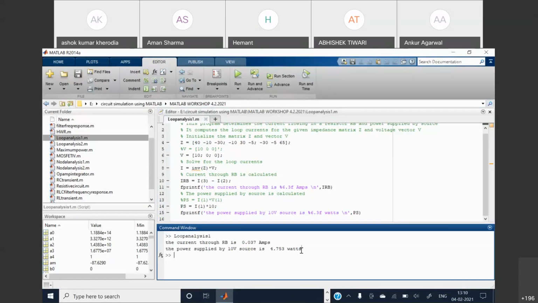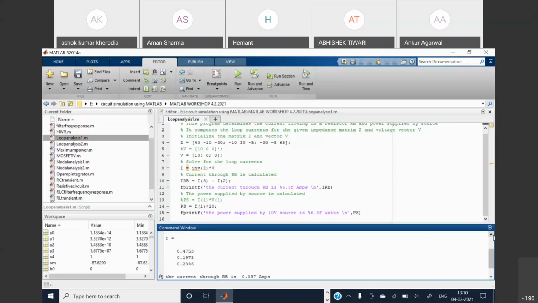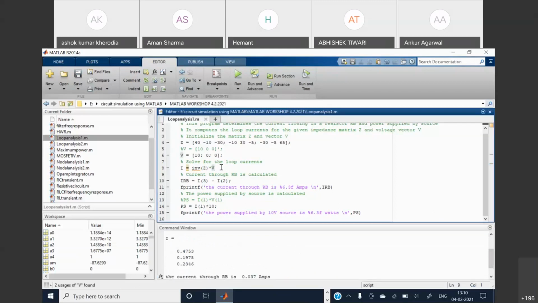It's in your hand. So can you print the values of I1, I2, I3? After the I is equal to this one, semicolon. See here, after semicolon, please. Okay, I can understand. I1, I2, I3, right, sir. Yes, thank you.